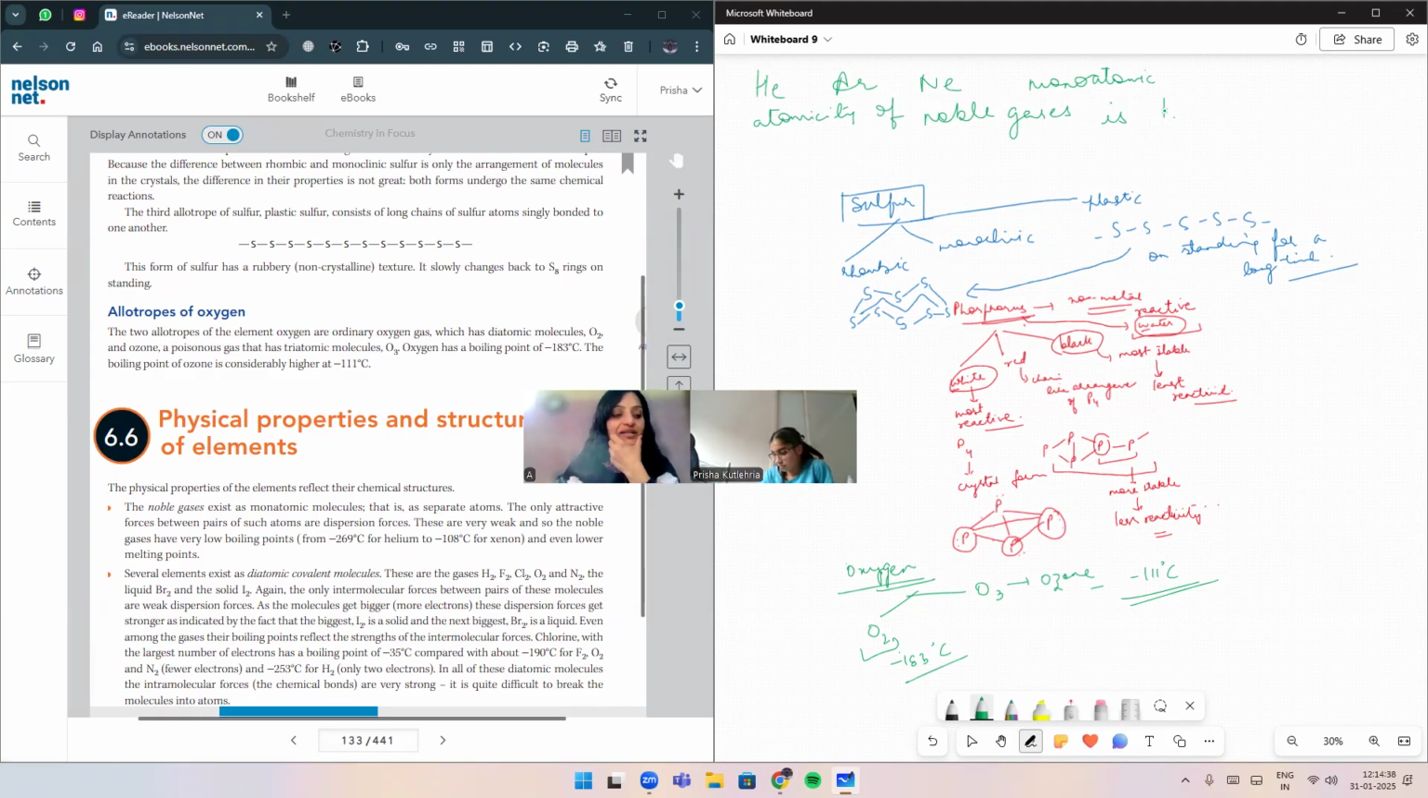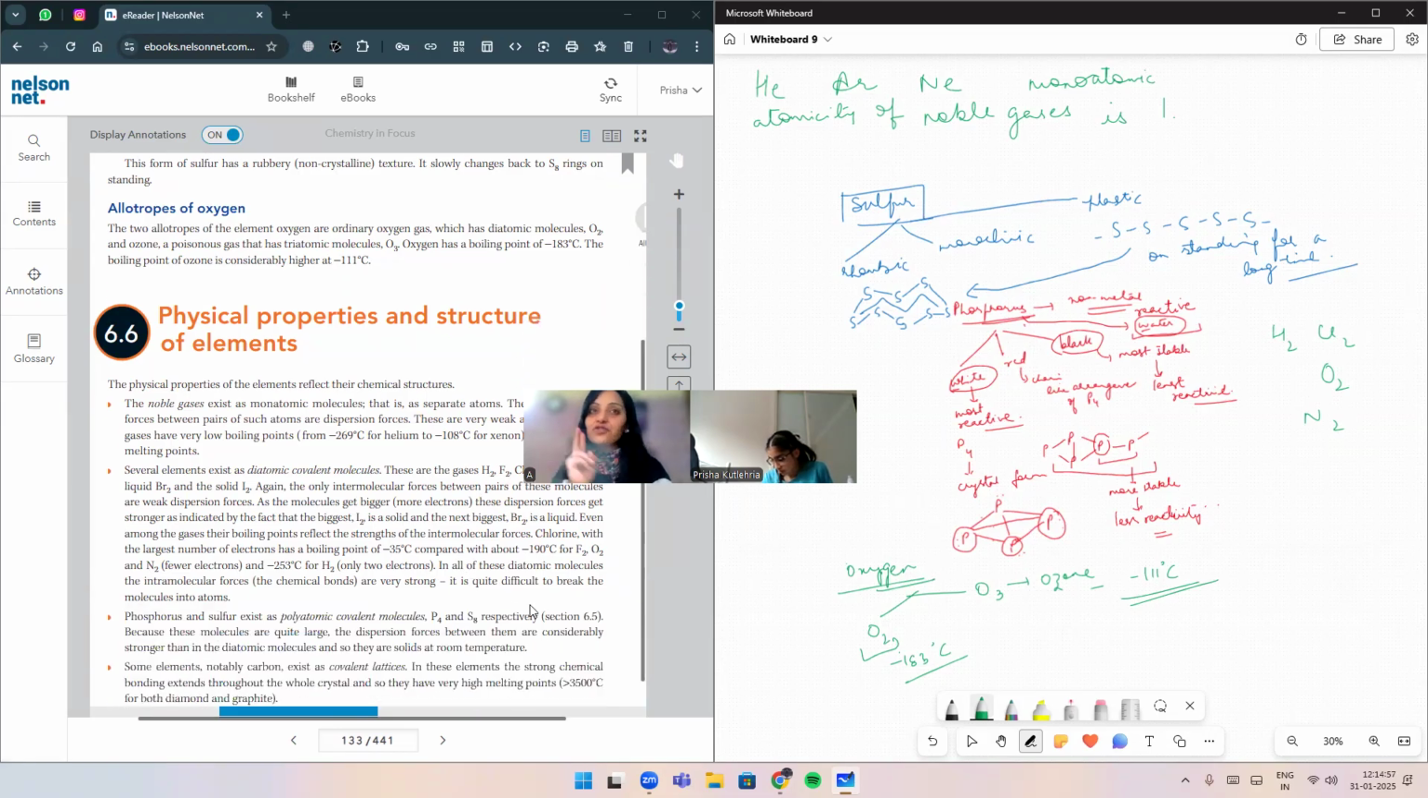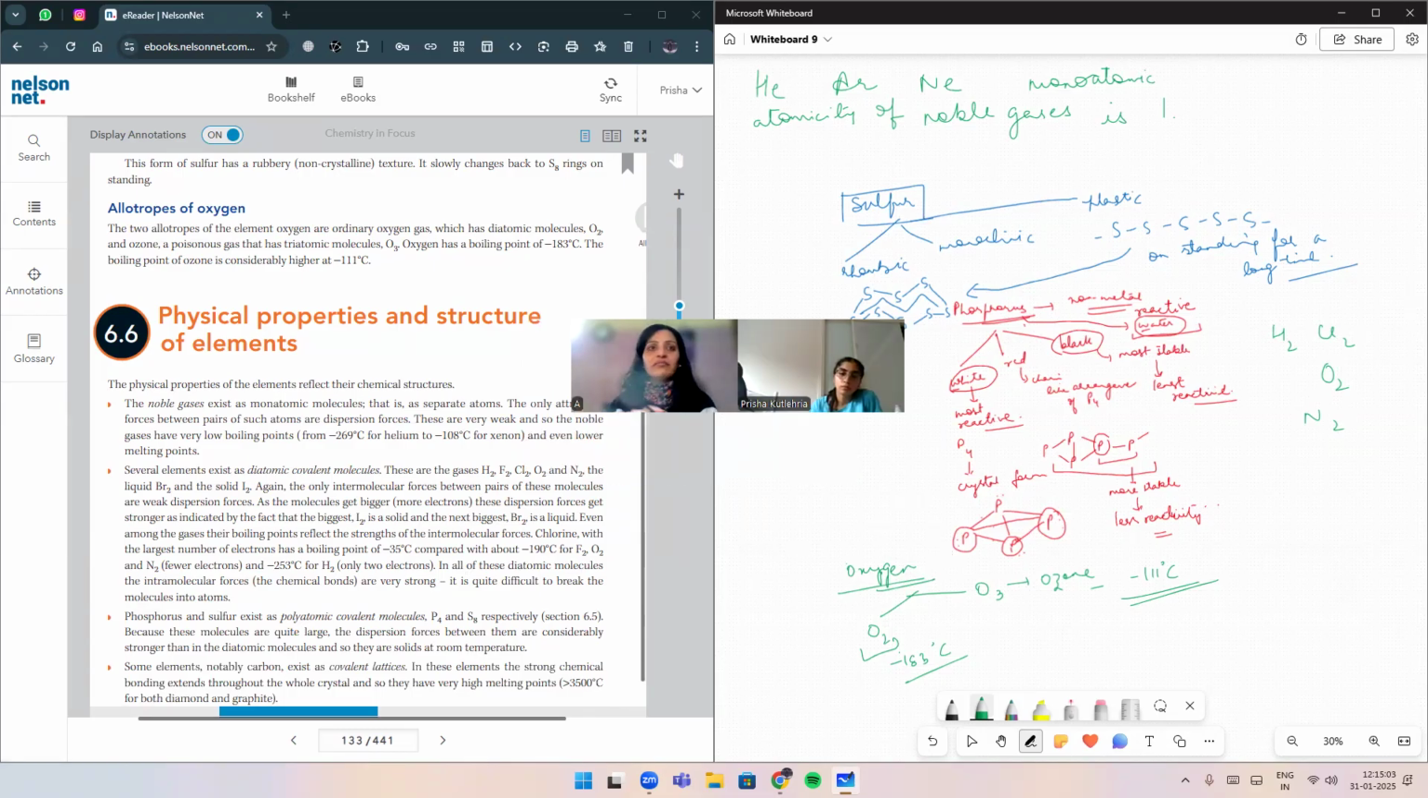Next is when you have diatomic molecules, for example, hydrogen, chlorine, oxygen, nitrogen. In this, the atomicity of molecules is 2, that means we have 2 atoms in one molecule. Here the force of attraction which keeps them together is again weak dispersion forces. But as the molecules get bigger, meaning the electron number is increasing, the dispersion forces get stronger.